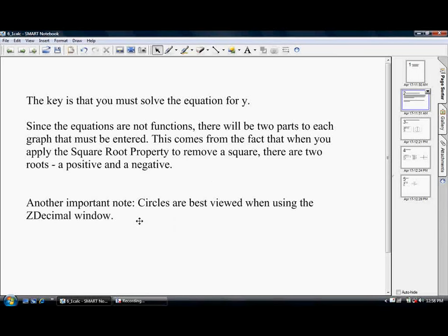And one other important note, you're going to view the circles best when you are in the Z Decimal window.